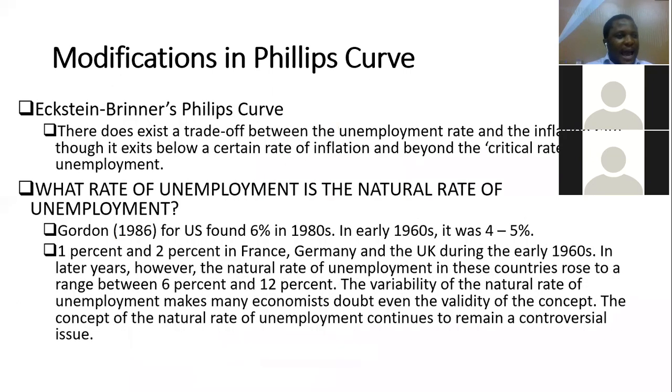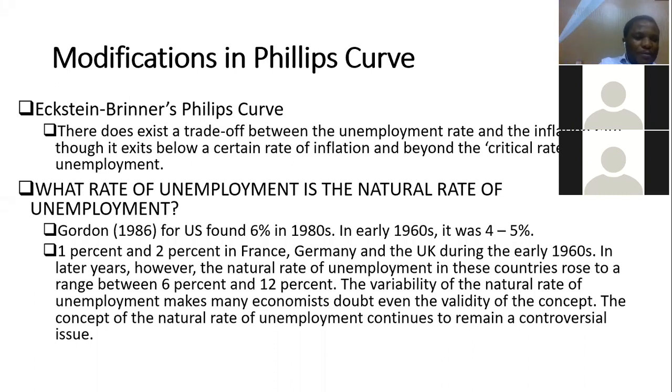All right, and then we also have the Eckstein-Brinner Phillips curve, and they conform to the long run Phillips curve that says there is no trade-off between unemployment and inflation rates in the long run. And even if it exists, it is beyond the critical rate of unemployment, which is the full rate of unemployment. So what rate of unemployment is the natural rate of unemployment then?